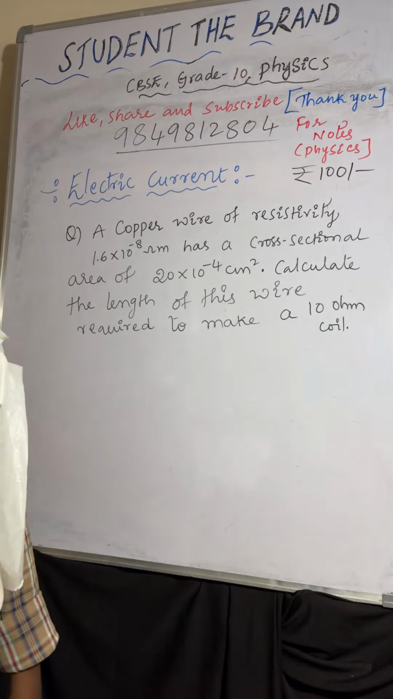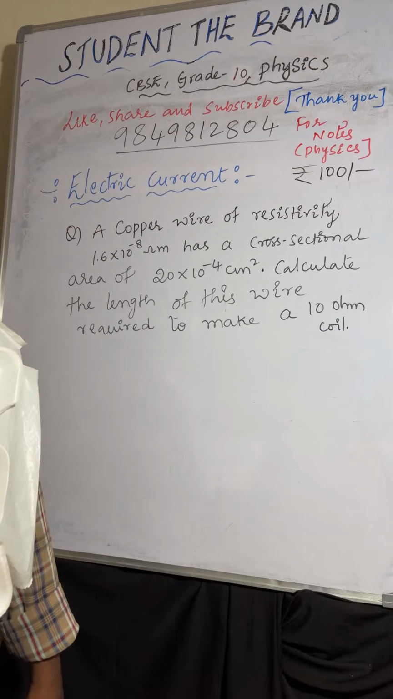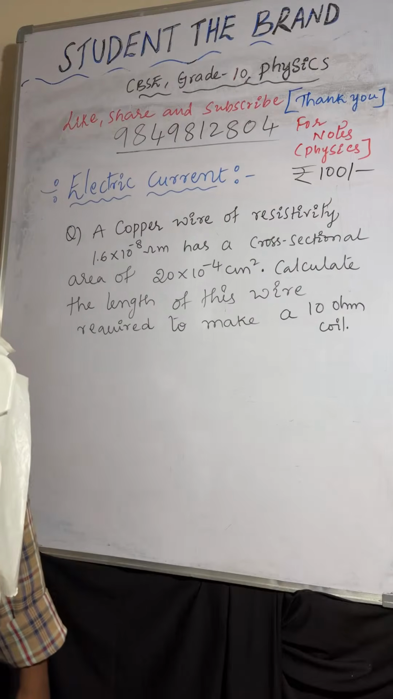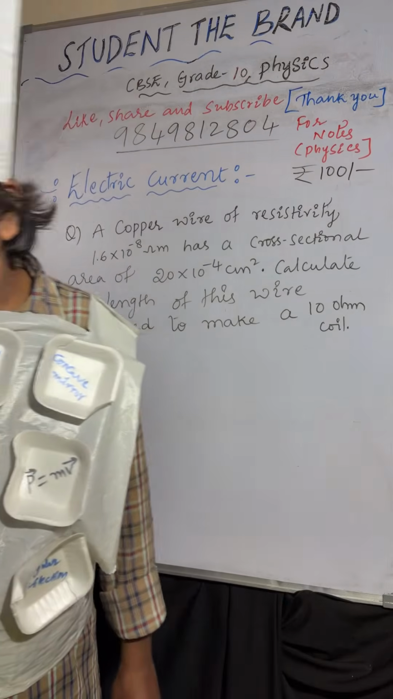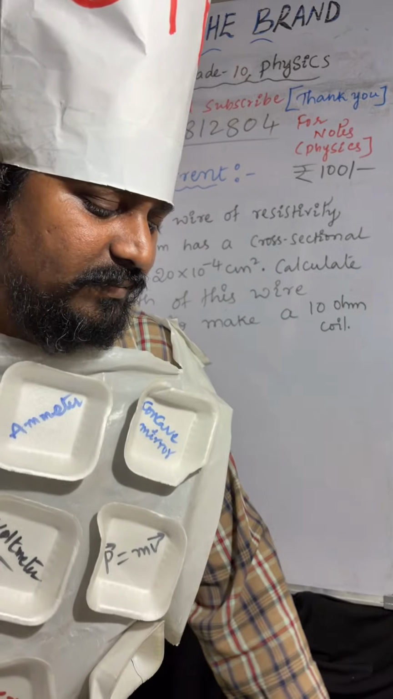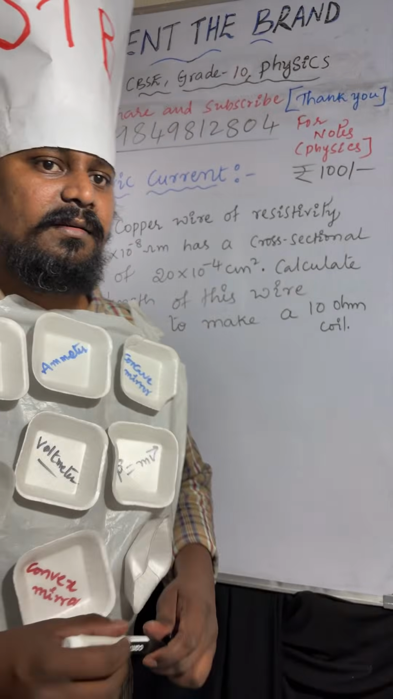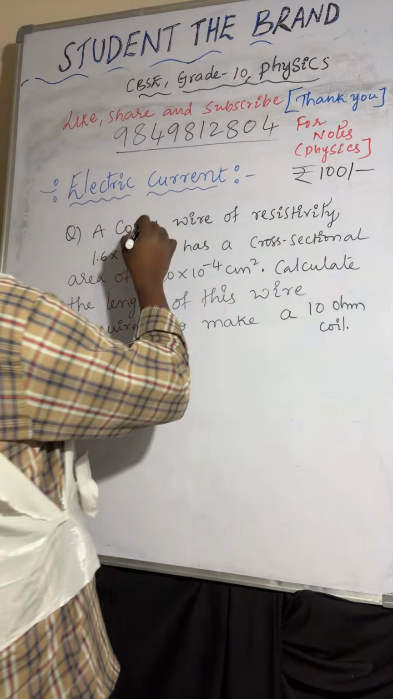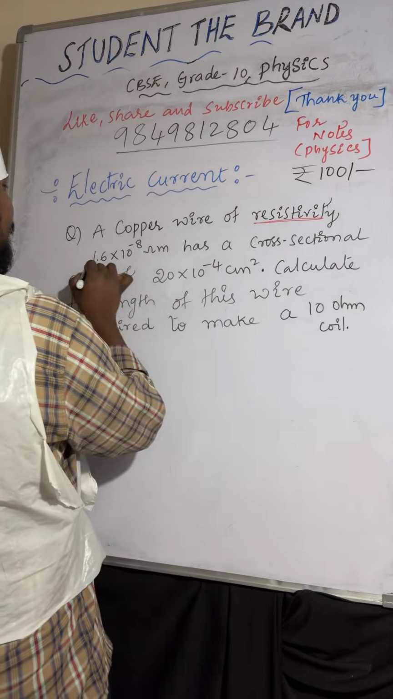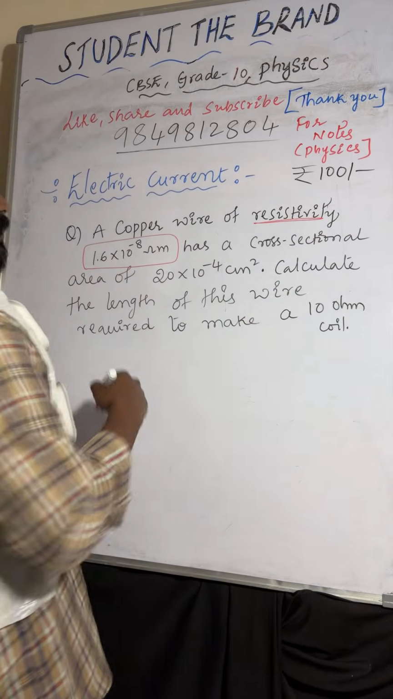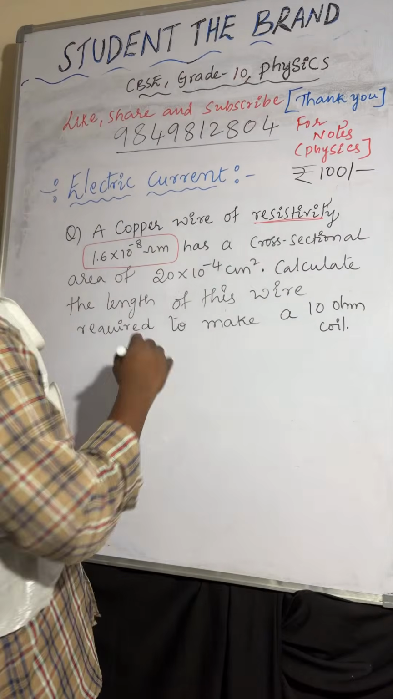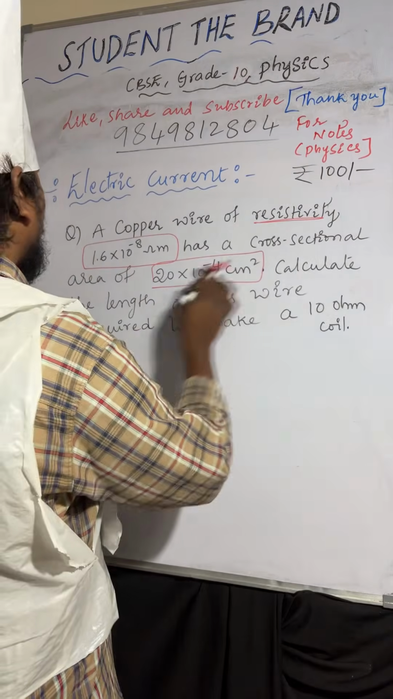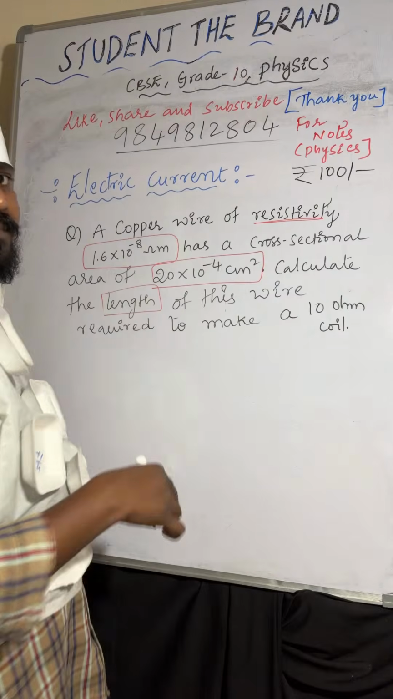Resistivity is given and area of the cross section is given, and next we have to find out the length. Can you try to solve this question? How to solve? First, identify the given data. Copper of resistivity is 1.6 into 10 power minus 8 ohm meter, and cross sectional area is given. Calculate the length of the wire. So we need to find out the length.